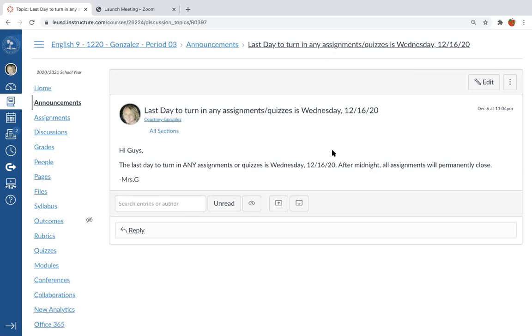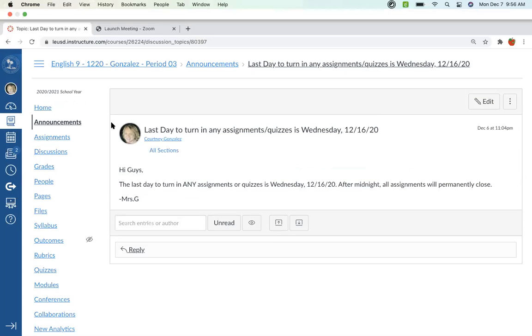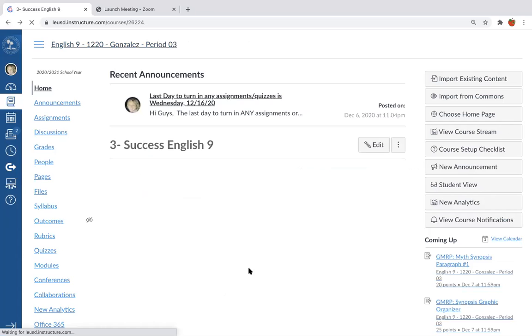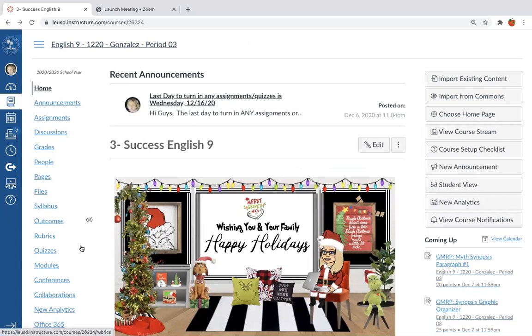So just make sure if you want to turn anything else in to try to bring your grade up or whatever, it needs to be turned in by Wednesday, 12/16 at midnight. Okay. After midnight, everything closes. And you guys know I leave every single thing open. If for some reason it's not open, I had a couple people ask me to open up some really old assignments and I just opened it up for them. Just let me know. Just know that the very last day is next Wednesday.